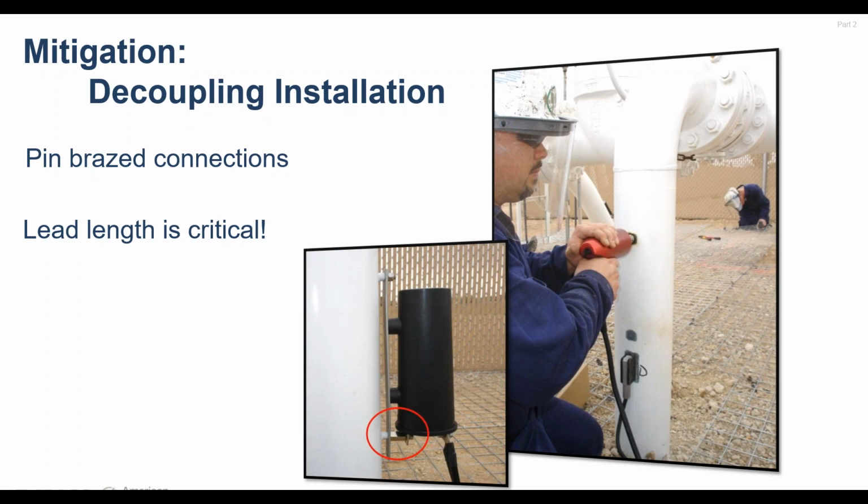The other two leads that you see on that SSD actually are redundant leads that connect to the gradient control mat that you can see there in the background. On the far right is simply a photograph of us using pin brazing technology to make those connections to that vertical riser or vertical pipe section.